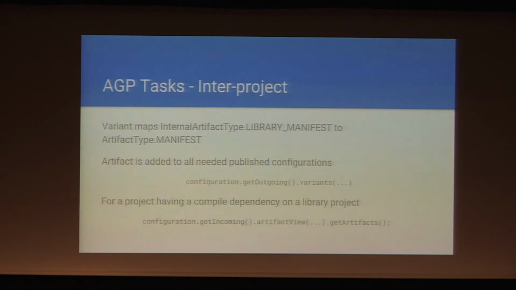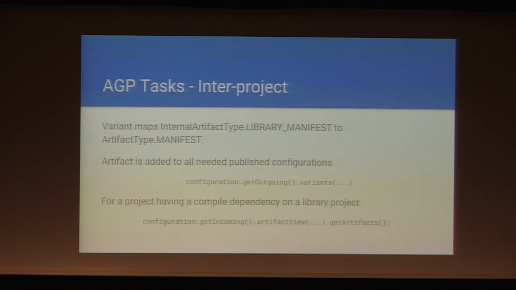The way that this is done on the publishing side, so on the library project, is through the configuration.getOutgoing.variants API. Now, I have put 3 dots here in the variants, but basically here you specify the information about the artifact type, but you can also associate the task that actually builds this artifact. So if someone depends on this artifact, it also gets the dependency information.